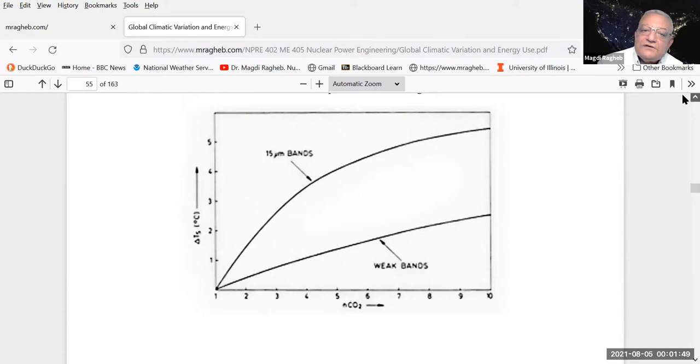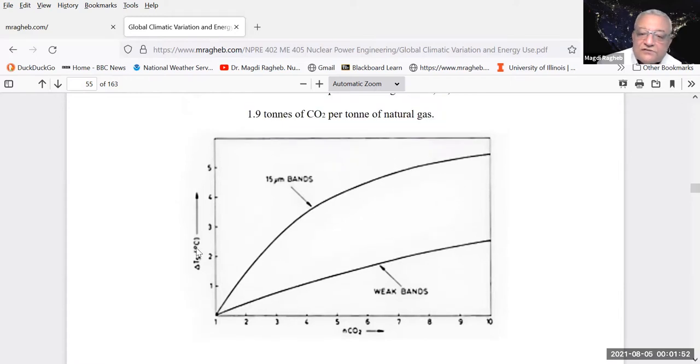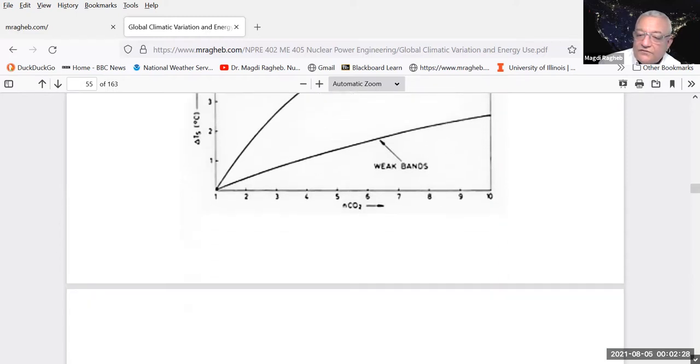The delta T, or the temperature increase in degrees Celsius, depends on the doubling, tripling or quadrupling of the CO2 concentration. The weak bands, basically at a quadrupling of the CO2 concentration, will contribute 1 degree Celsius to the temperature of the Earth. But the bands in the 15 micrometer range at, say, a doubling would increase the temperature of the Earth by 1.5 degrees. And if you quadruple it, you can increase the temperature of the Earth by 3.5 degrees Celsius. So that is significant.